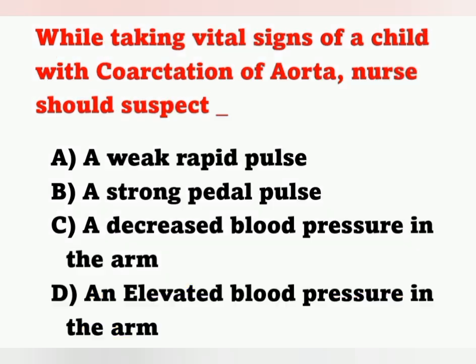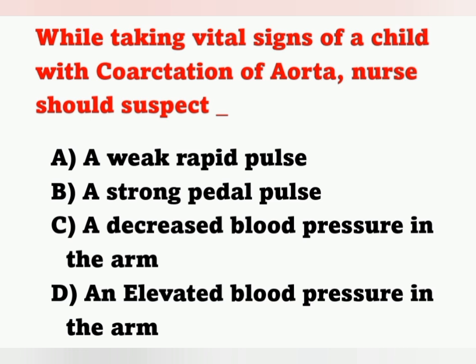And the next question, while taking vital signs of a child with coarctation of aorta, nurse should suspect. Options, option A weak rapid pulse, option B a strong pedal pulse, option C a decreased blood pressure in the arm, option D an elevated blood pressure in the arm.